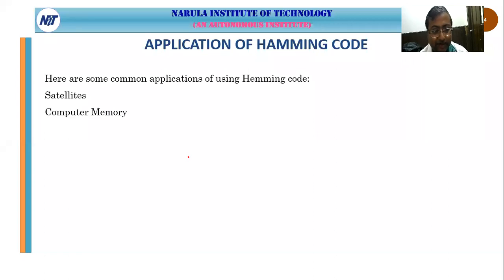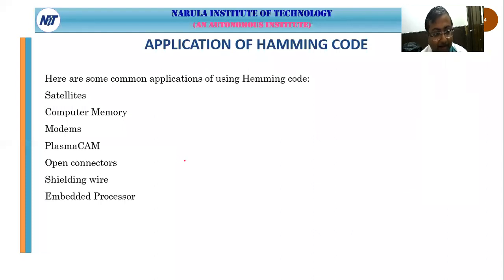Again is the computer memory. Third one is in modem. Fourth one is the plasma CAM, that is called CAM. CAM means content addressable memory. Fourth one is the open connectors. Fifth is the shielding wire, digitally, all are digital. Embedded processors, ECC memory, error correcting code memory.